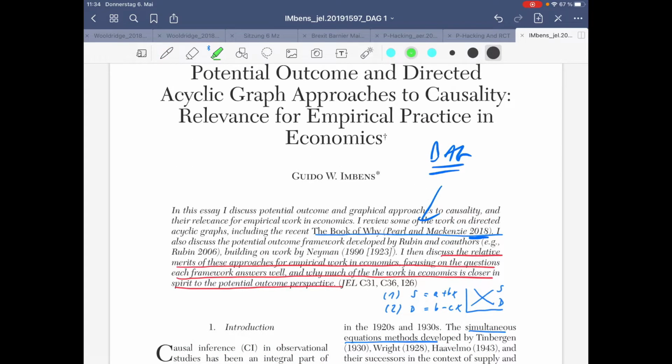The overall message, the take-home message, is that for us, for economists, the potential outcome approach is the relatively better one. Nevertheless, we can learn something about our field if we do the DAG approach.